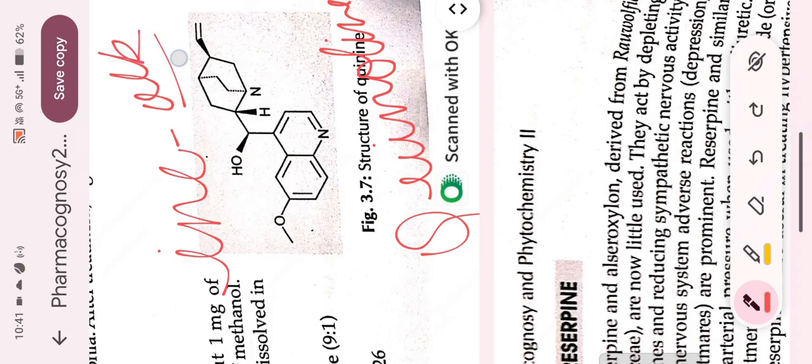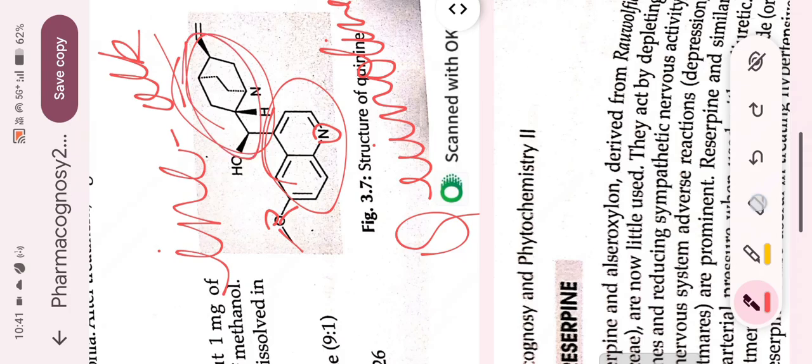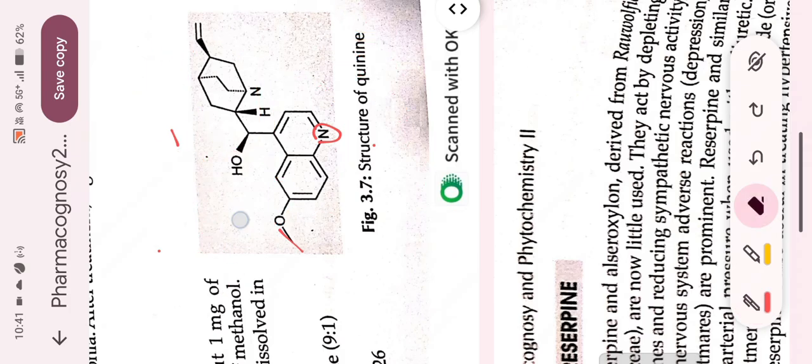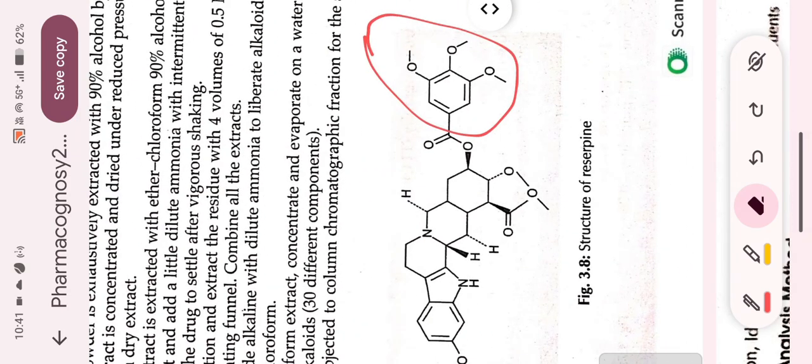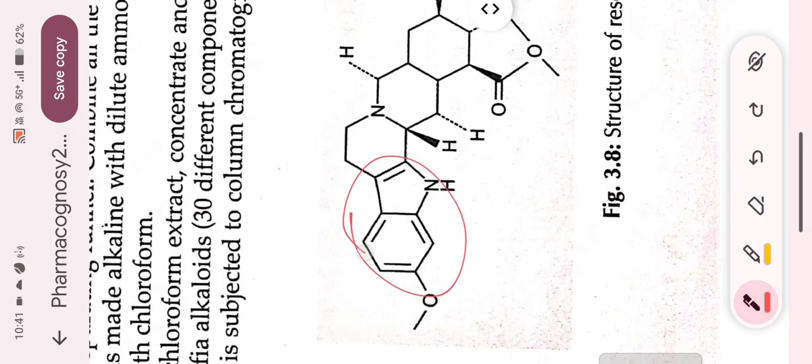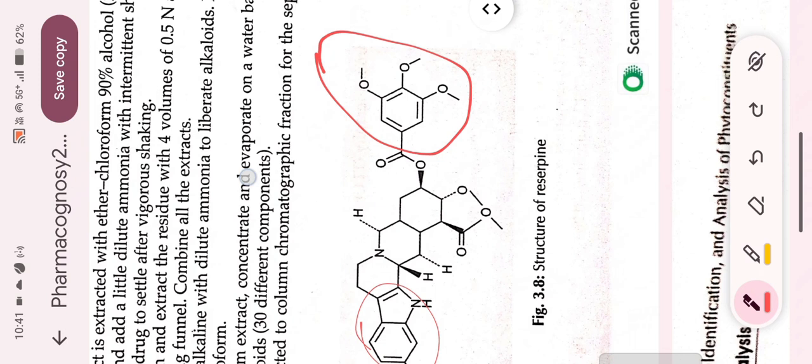Because it's an alkaloid, that's why it is having something like this. It's a quinoline. It's not isoquinoline. Then we have this structure over there. I think you can just remember these things. Quinine we already wrote. We are here in reserpine. Lastly, we have one indole structure over here. What is this called? Esters. CH3, CH3, CH3.